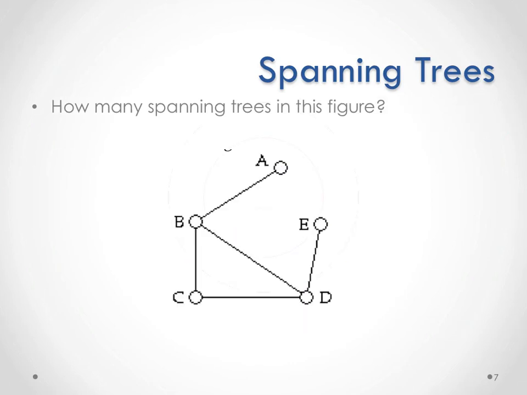How about this one? Again, figure out the redundancy. Let's see, that's 1, 2, 3, 4, 5 edges minus, 5 minus 1 is how much we should have. So that's a redundancy of 1. And again, we have one circuit. We can remove this one, this one, or this one, which means that we have 3 possible spanning trees.